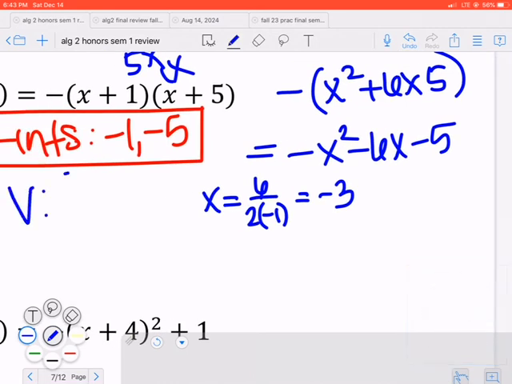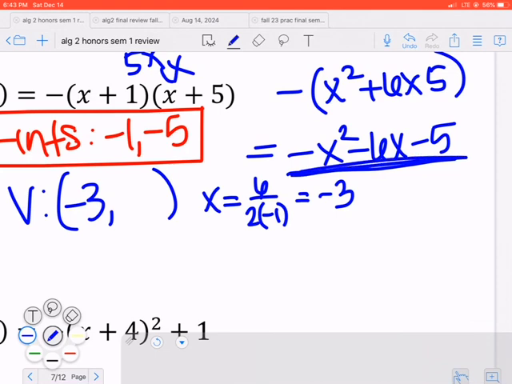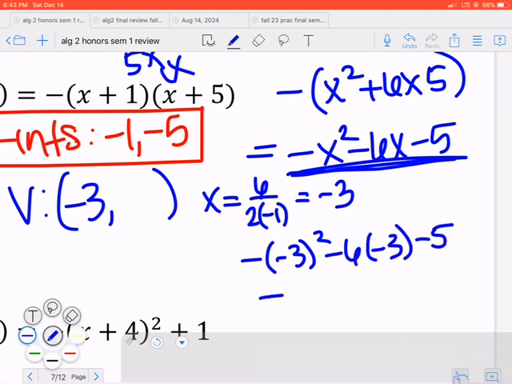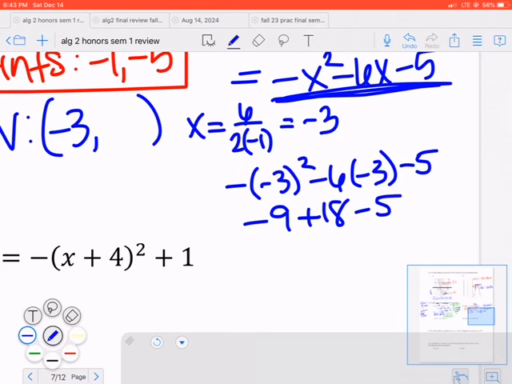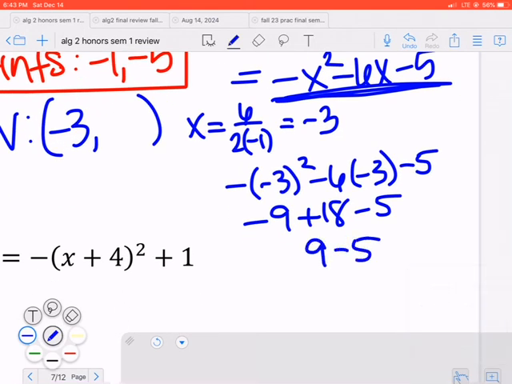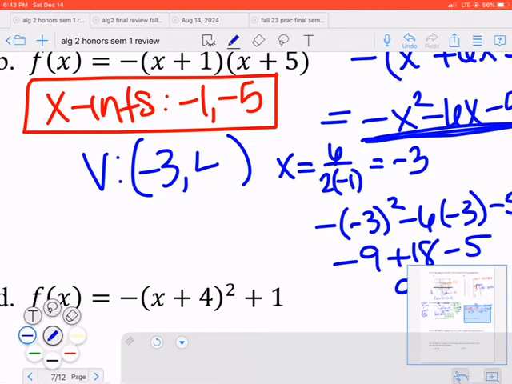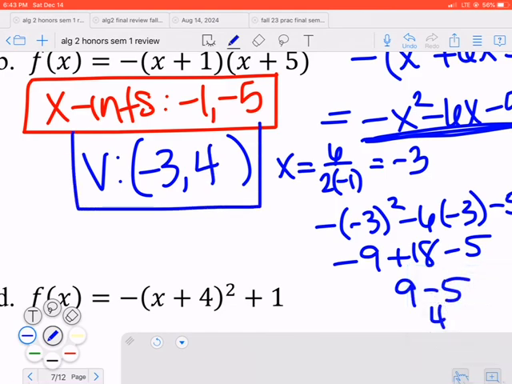So the vertex, negative 3 something, and now I plug it in to standard form right here. So that would be negative 3 squared minus 6 times negative 3 minus 5. Negative 9 plus 18 minus 5. 9 minus 5 is 4. So our vertex is negative 3, 4.